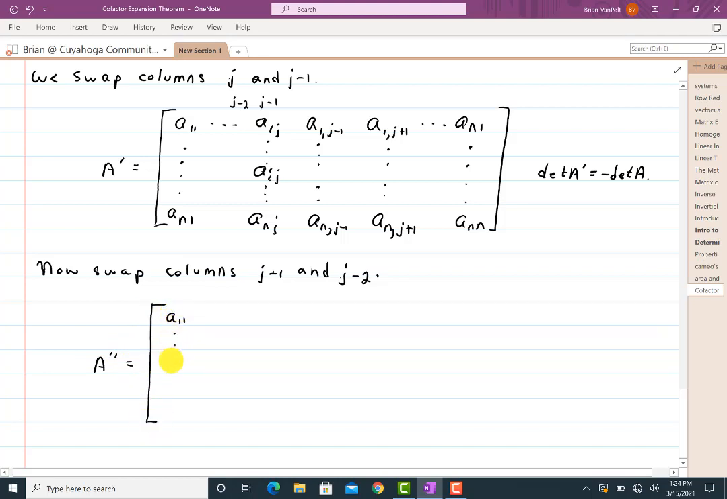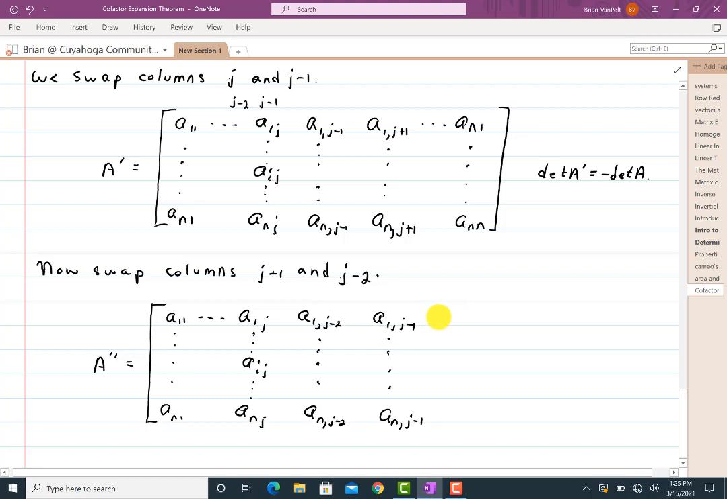So here we'll go A11 up to AN1. But now we have A1 comma J, AIJ. I don't think I'm going to use the comma when it's so simple, so I'll just call it 1J, ANJ. It's when it's more complicated subscripts like this one. A1 comma J minus 2 down to AN comma J minus 2, A1 comma J minus 1, AN comma J minus 1.